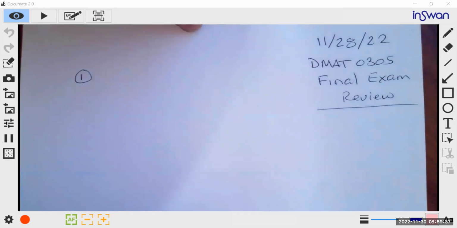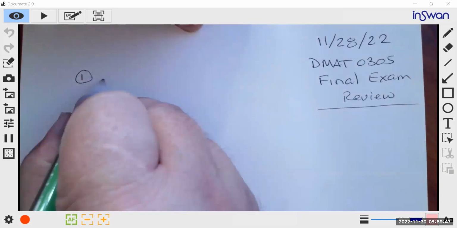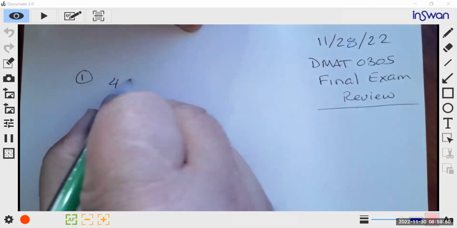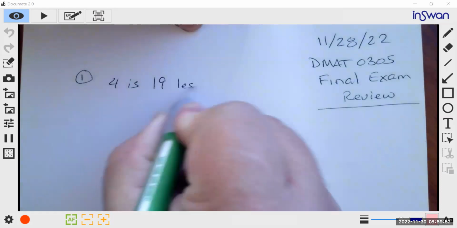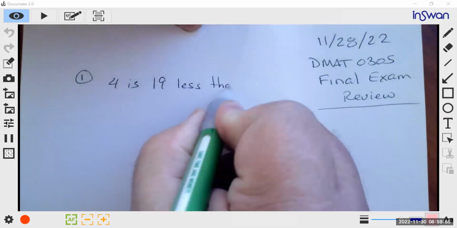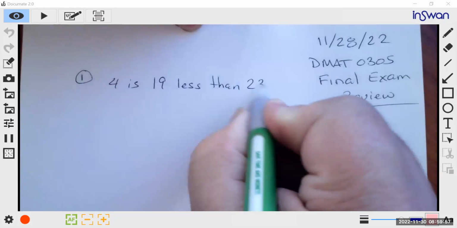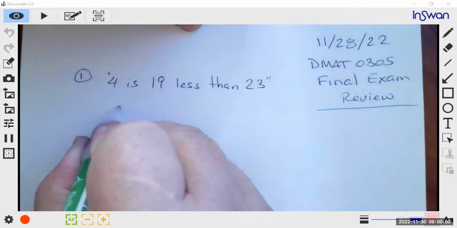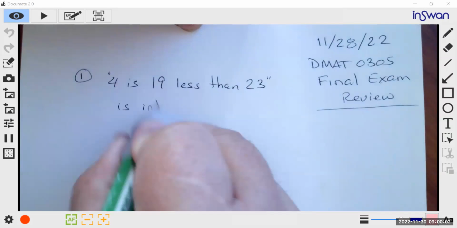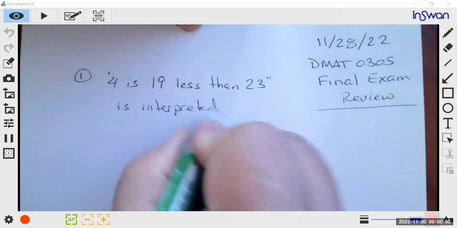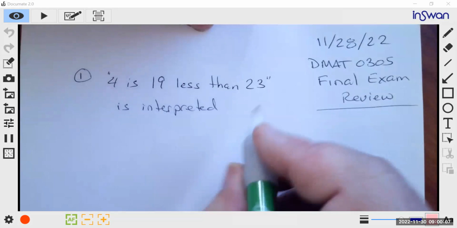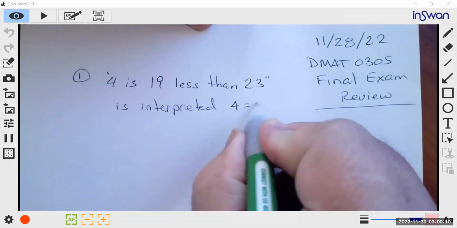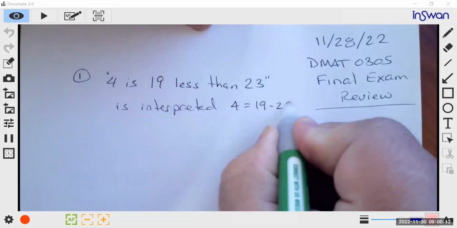First question. Decide whether the statement is true or false. If false, explain why. The statement: 4 is 19 less than 23. Is interpreted 4 equals 19 minus 23.